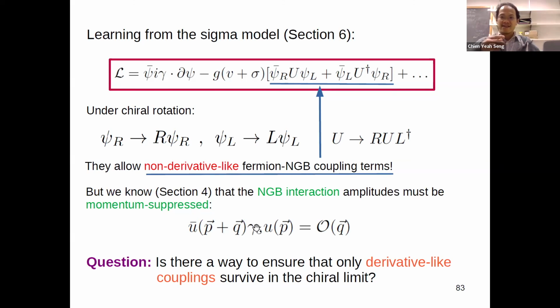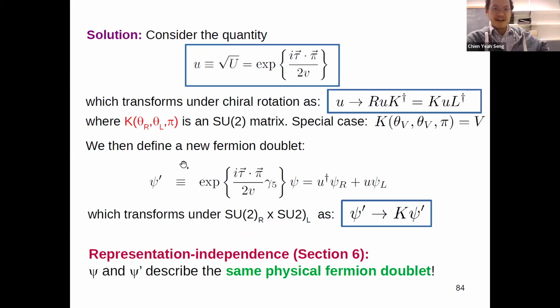Namely, is there a way to reformulate the fermion field such that all the interactions involved are derivative-like? If it's derivative-like, then that is automatically momentum suppressed. And it's possible to do so by introducing a quantity which is the square root of the big U, which is called a small u. By introducing this quantity, we can study the transformation of the small u, which will involve a new matrix called K. The K is a non-trivial matrix, which is also unitary, but it is a field-dependent matrix because it involves the Nambu-Goldstone field pi.